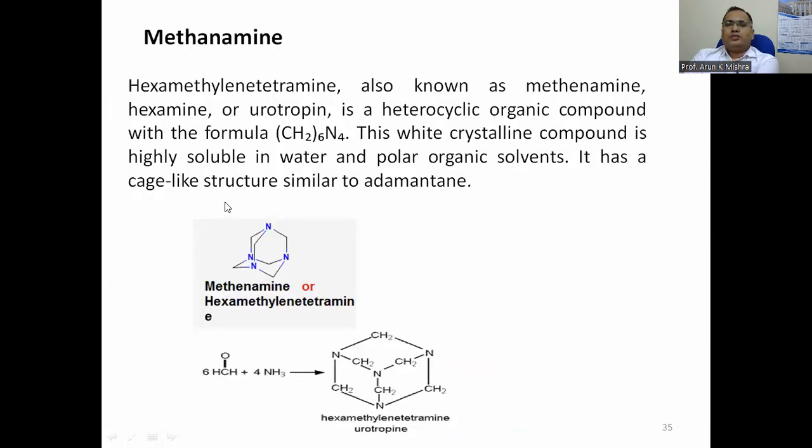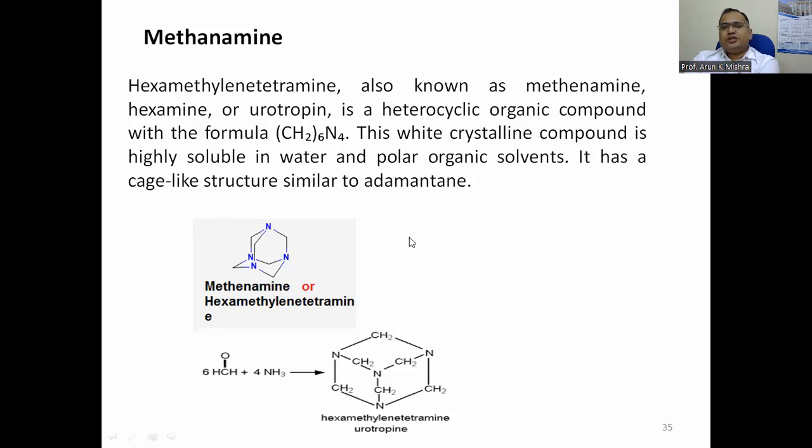Next important compound is methenamine. Dear students, you have already done the synthesis of methenamine in the lab. The common name of methenamine is hexamethylene tetramine, which is also called hexamine or urotropine, which is one of the heterocyclic organic compounds. And the synthesis you have done in the lab is from formaldehyde and ammonia. 6 molecules of formaldehyde and 4 molecules of ammonia reacted, and this resulted in urotropine, which is commonly called hexamethylene tetramine, that is urotropine or methenamine.